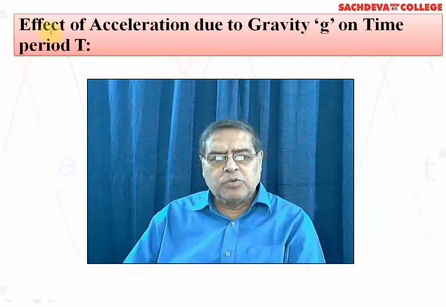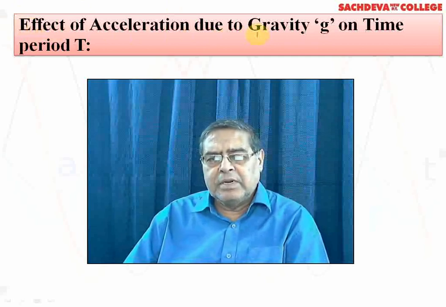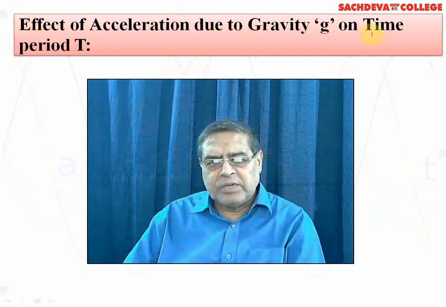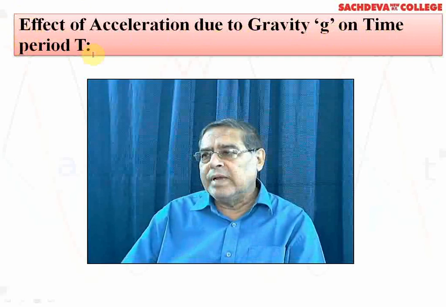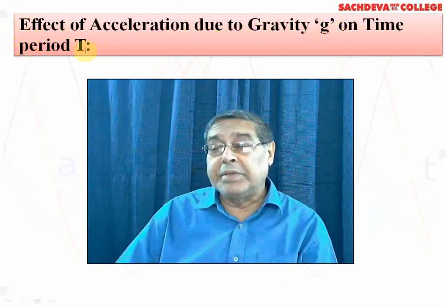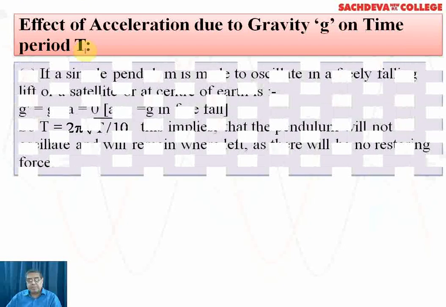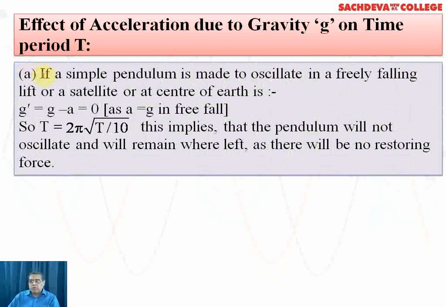Now we will go through the effect of acceleration due to gravity g on the time period. How are acceleration due to gravity and time period related to each other? If we want to go through this relation, we must know T is equal to 2 pi under root L over g. Using this concept, suppose a simple pendulum is made to oscillate in a freely falling lift. When we say freely falling lift, it means g will be 0.